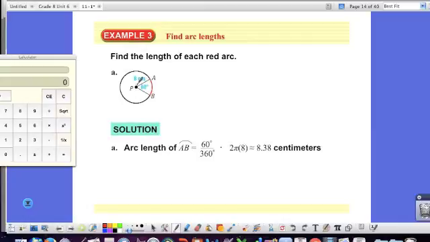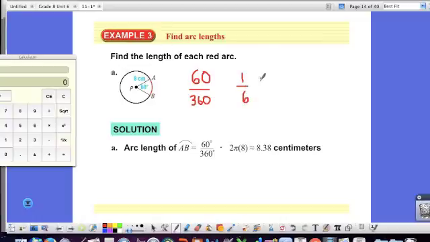So let's look at how we would do this. In this example, if this central angle is 60, this arc is 60. So 60, and I know I have it right below there, out of 360. That basically simplifies to 1/6.